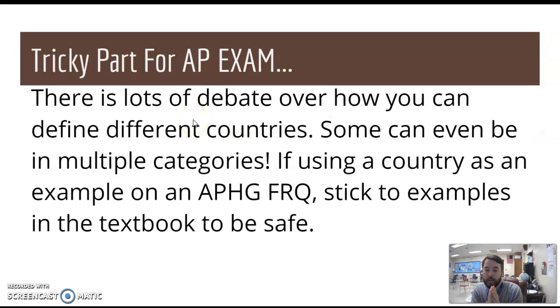So remember that the tricky part for the AP exam is that if you're going to label something or ID something as a state, stateless nation, autonomous region, whatever it may be, make sure you stick to APHG examples from the textbook. Because if you Google these, you're going to find different answers and some may be incorrect. So if you're going to name drop or give an example in an FRQ and you're saying this is a state, this is a nation state, make sure you're using examples from our class with the AP text.